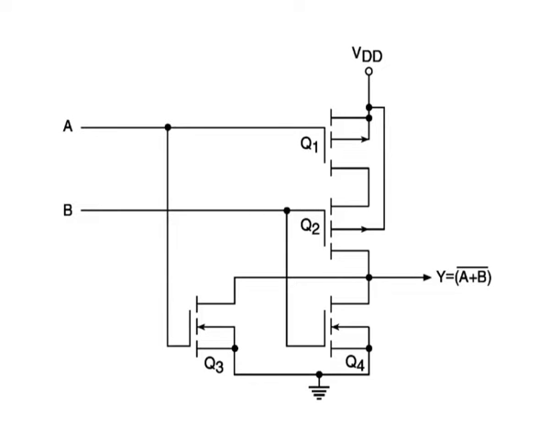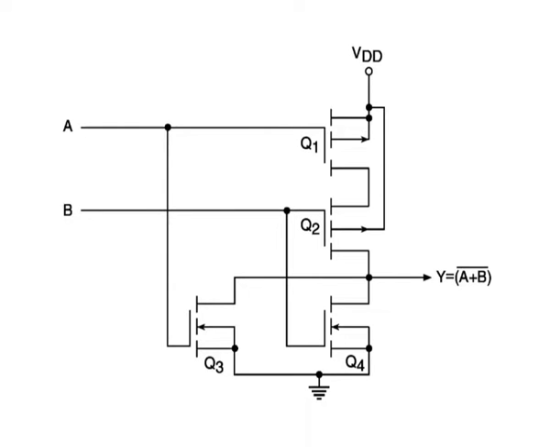NOR gate. The figure shows the basic circuit implementation of a two input NOR. As shown in the figure, two P-channel MOSFETs Q1 and Q2 are connected in series between VDD and the output terminal, and two N-channel MOSFETs Q3 and Q4 are connected in parallel between ground and output terminal.